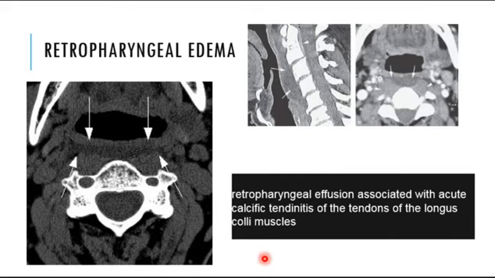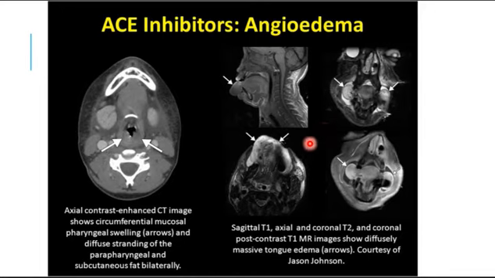Again, this is another case of retropharyngeal edema. This is edema associated with acute calcific tendinitis. The same. Another entity. Now we have finished the pharyngeal abscesses and tonsillar abscess.